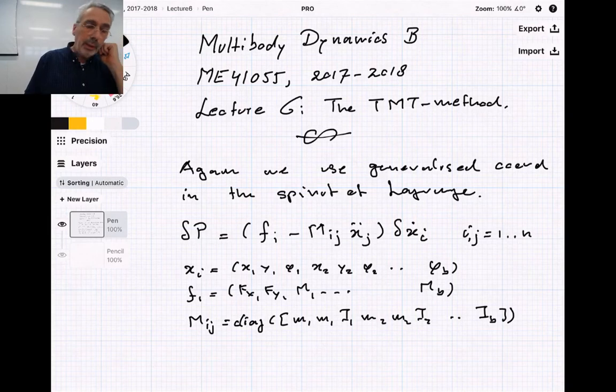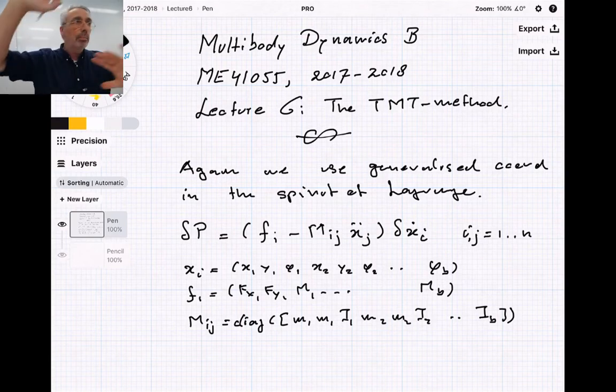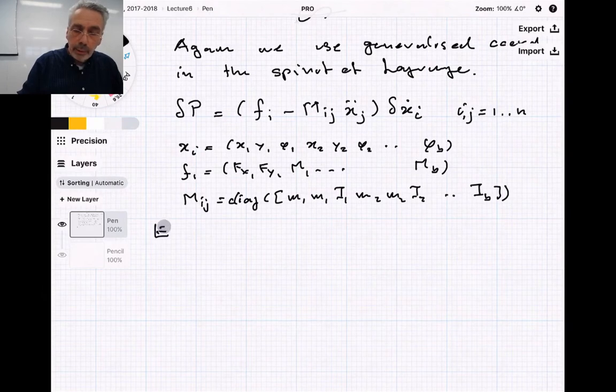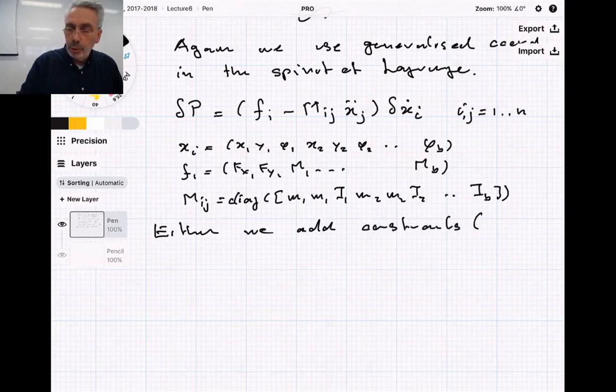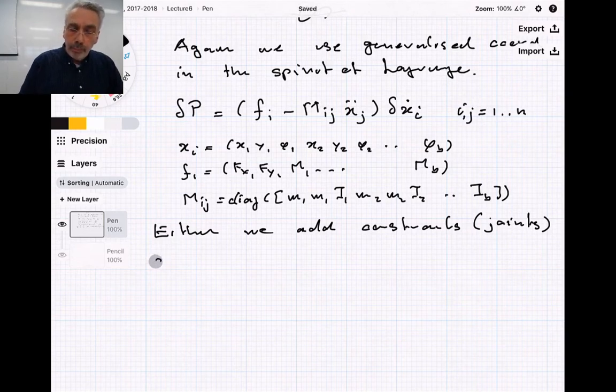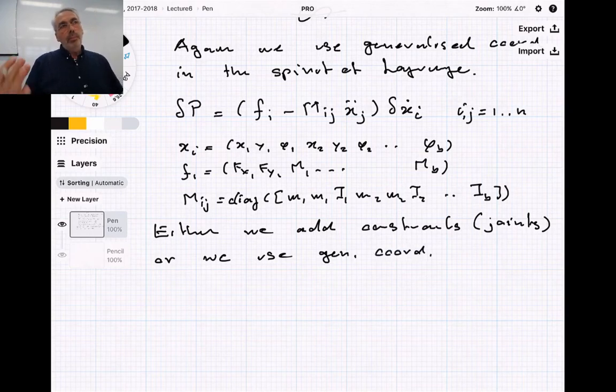Now, nowhere in this equation do we have constraints, right? So this is just all the free floating bodies. But we want to look at our system. So either we add constraints. That's what we did in the past. We add constraints, and those are from the joints and maybe the impacts and all those kind of things to make up the system, or we use generalized coordinates. Because in picking those generalized coordinates, we actually already fulfill all the constraints.